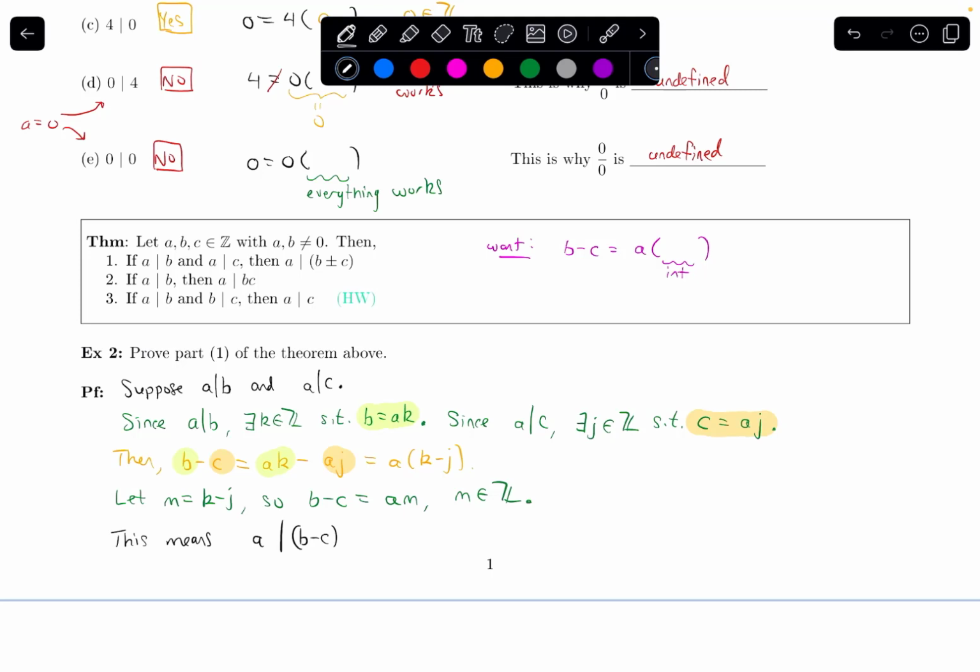So we could see, hopefully, that it wouldn't be all that different if I changed that minus to a plus. It would be so similar to this. So I won't do that one as well, but hopefully you can see how we would tweak this proof to show that it's true for b plus c. All right, so that completes the proof.